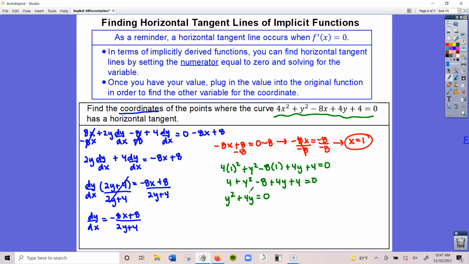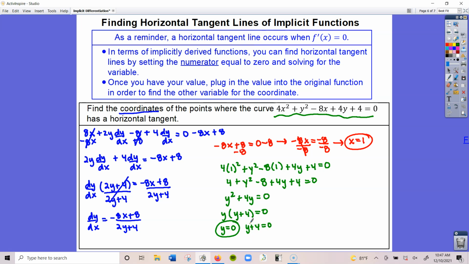At this point, most of the time you're going to end up with a quadratic, so you're going to have to factor. y squared and y both have a y in common, so I can take out the y, and I get y plus 4. And then once you're factored, you take each individual factor and make it equal to 0, so you can solve for y.